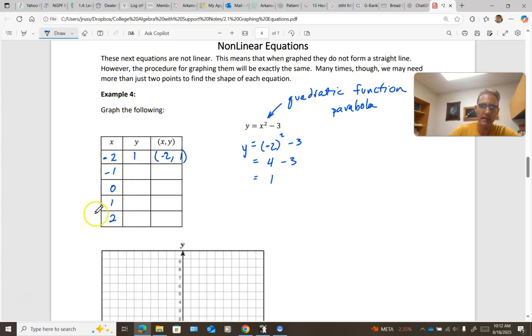Okay, now I'm going to find some other points. I'm going to plug -1 in here. I'll do this one real quick. Y equals (-1) squared minus 3. Well, -1 times -1 is +1, minus 3, and that gives us -2. Okay.